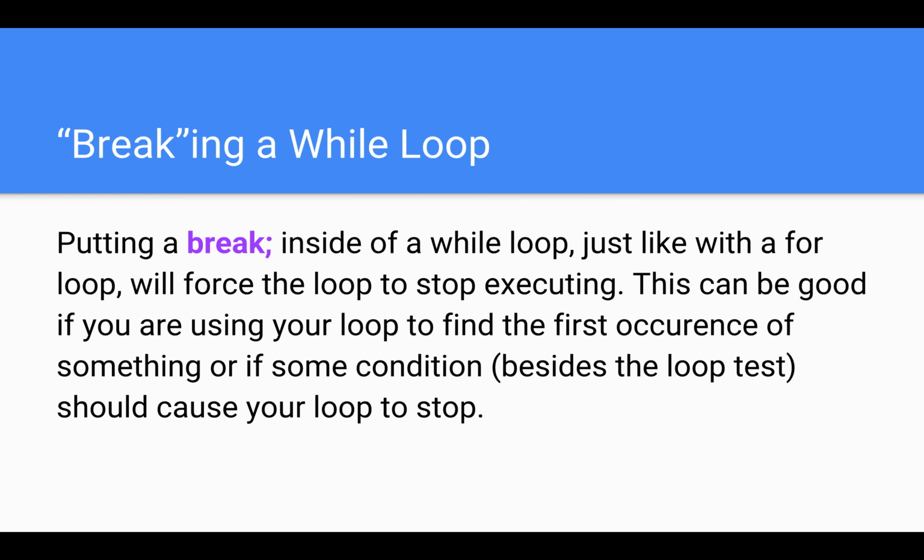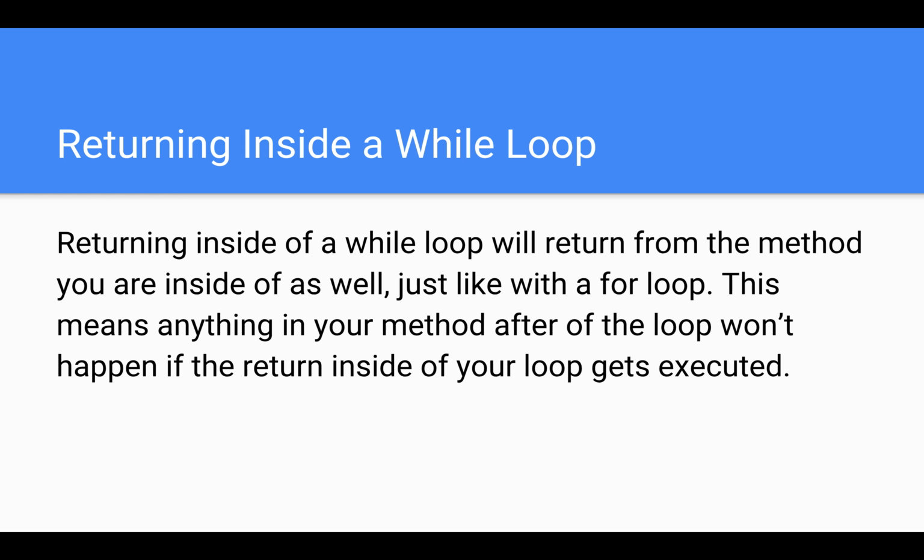Breaking a while loop. Putting a break inside of a while loop, just like with a for loop, will force the loop to stop executing. This can be good if you're using your loop to find the first occurrence of something, or if some condition besides the loop test should cause your loop to stop. Returning inside of a while loop. Returning inside of a while loop will return from the method you're inside of as well, just like with a for loop. This means anything in your method after the loop won't happen if the return inside your loop gets executed.